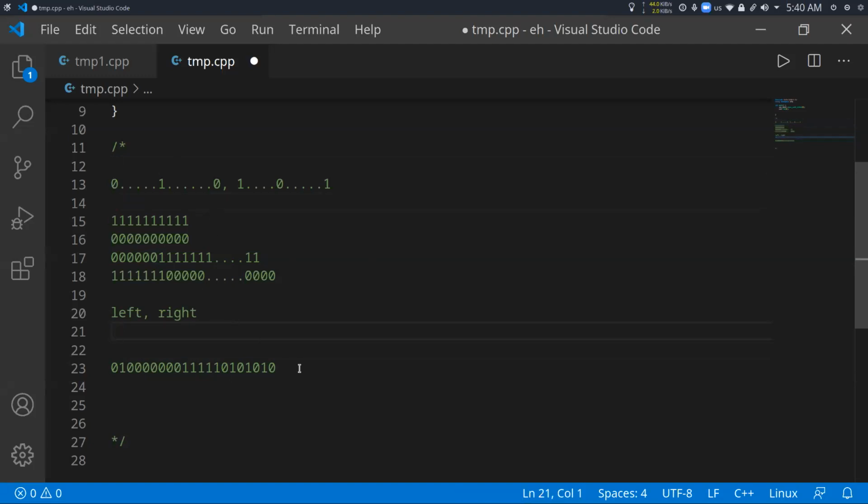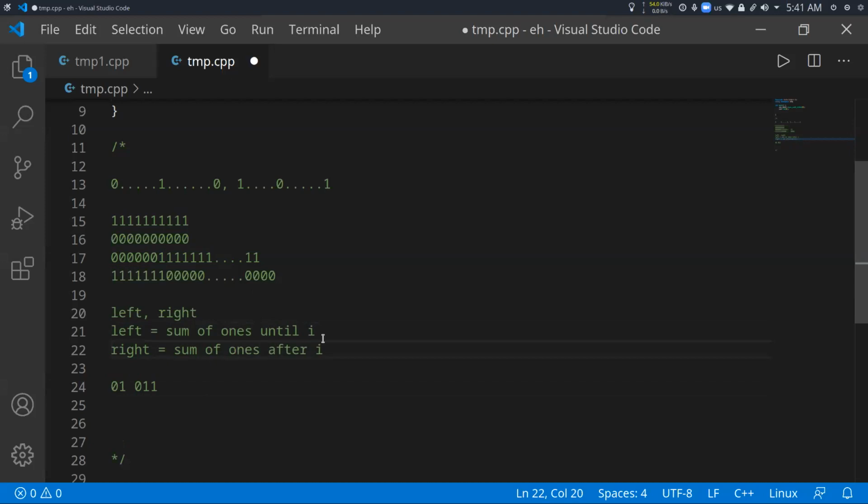So let's make this smaller. If we divide this, if we are at index 2 here, actually let's make left equal the sum of ones until I, and right equal the sum of ones after I. If you are here at index 2, or zero-based index 1, we'll have left equals 1 and right equals 2, right? Because we have one 1 before this and two ones after. So this is left and this is right.